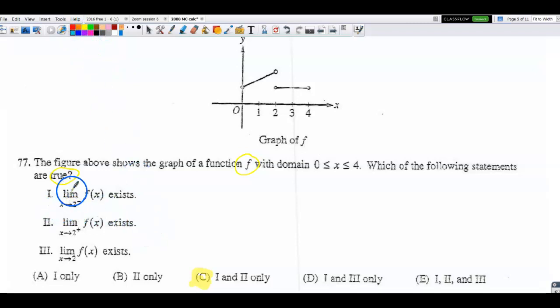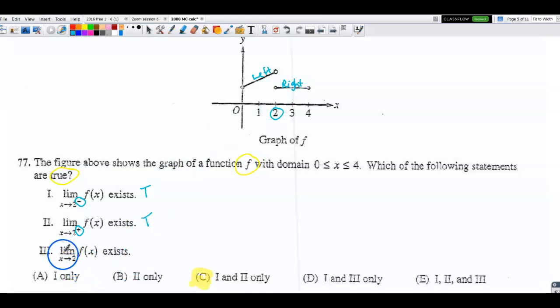So the first statement says the limit as x approaches 2 from the left-hand side does exist. So here's 2, and if we come from the left-hand side, we are approaching a y value, so the limit does exist. So that is a true statement. In number 2, the limit as x approaches 2 coming in from the right-hand side, so that would be coming from the right side, and we are approaching a specific y value, so that is also true.